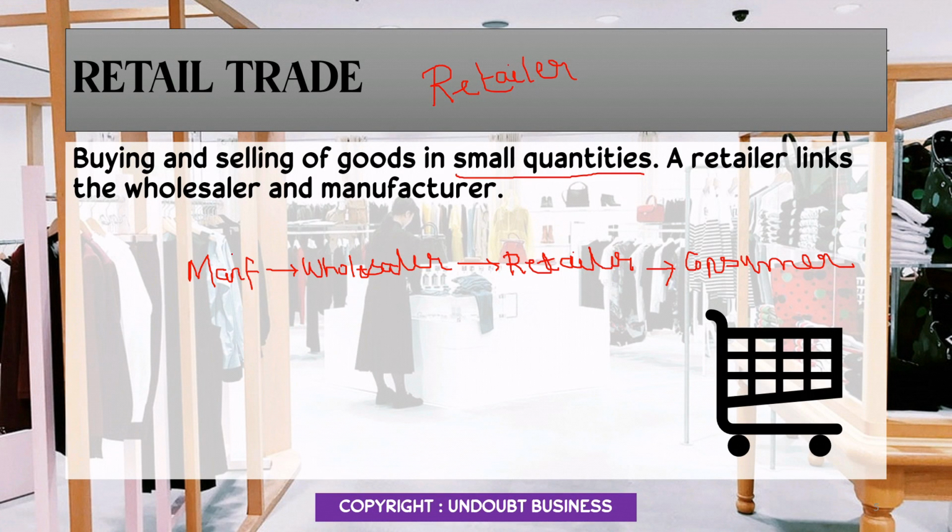I hope it is clear to you. So, there is a link. A retailer links the wholesaler and manufacturer. The manufacturer will sell a commodity to the wholesaler, the wholesaler will sell it to the retailer, and the retailer to the consumer. So here there is a link. There is a transfer of goods and services from the manufacturer to the ultimate consumer. So it is retail trade. The retailer will purchase a particular commodity in small quantities and the consumer will consume it. I hope it is clear to you.